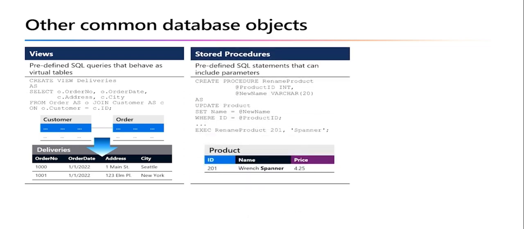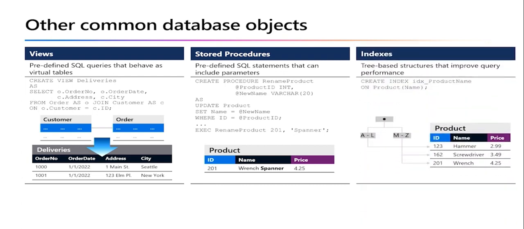On the other hand, the stored procedures, these are predefined SQL statements that can be run on demand. Just like scripts, they can be parameterized and are often used to encapsulate data operations, to insert, delete, or update records for data entities. Then, indexes are tree-based structures that enable the database query engine to find individual records based on specific column values more quickly than if they just read the entire table.